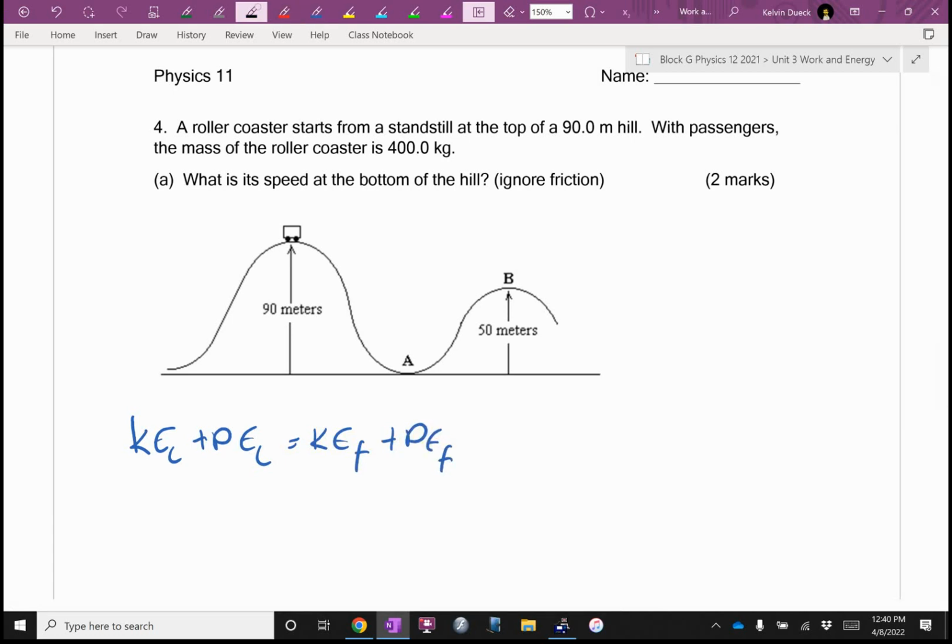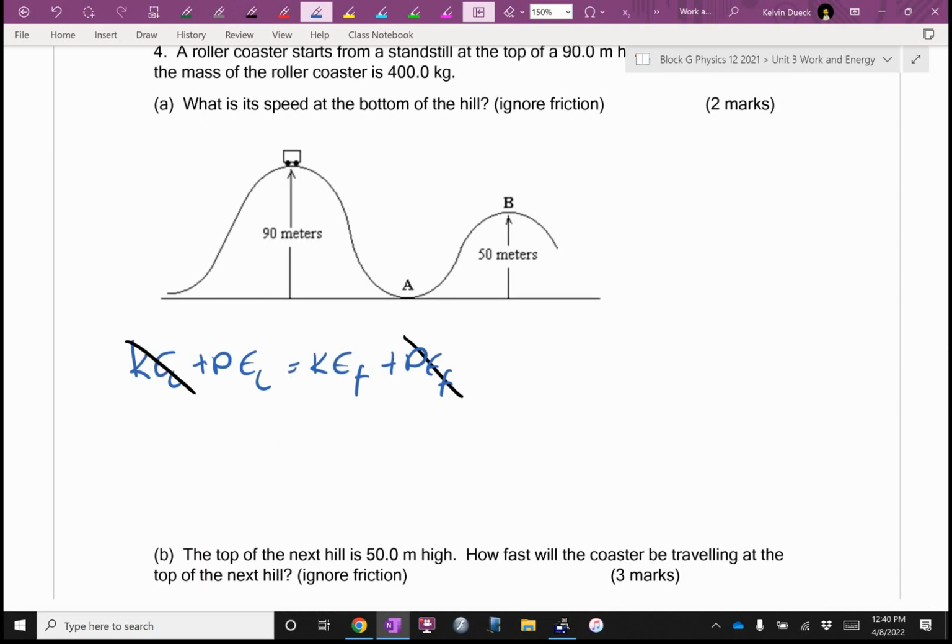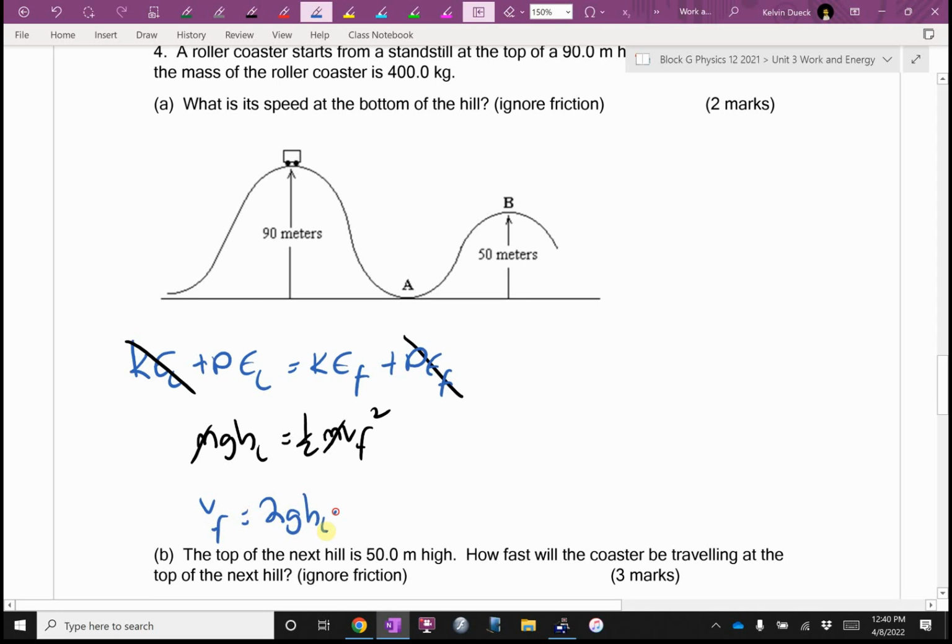This one's actually pretty nice because the final potential and the initial kinetic are 0. And you just end up with mgh initial equals a half mv final squared. And hey, even the m's cancel. You end up with v final equals the square root of 2g h initial. It ends up being the square root of 2 times 9.8 times 90. I think this works out even. Is it 40? 42? 42. Okay. Dead even, right?